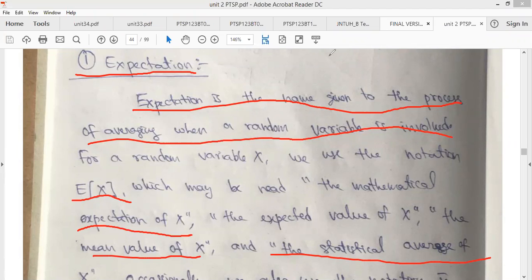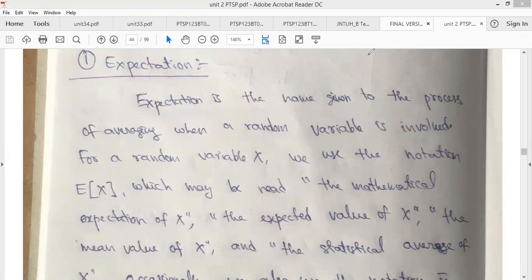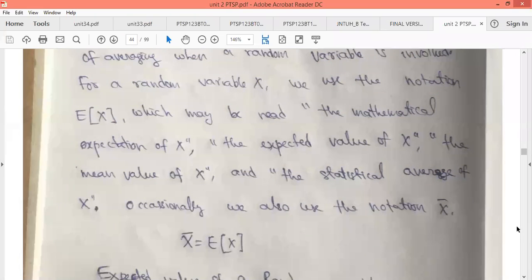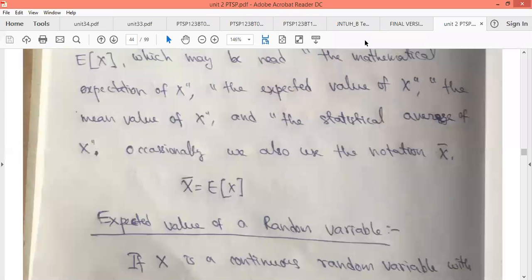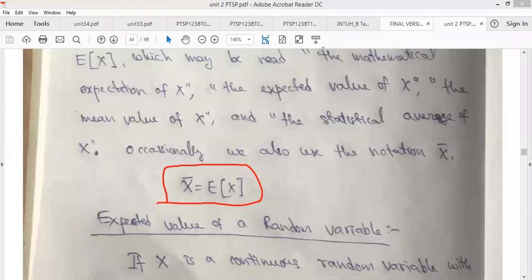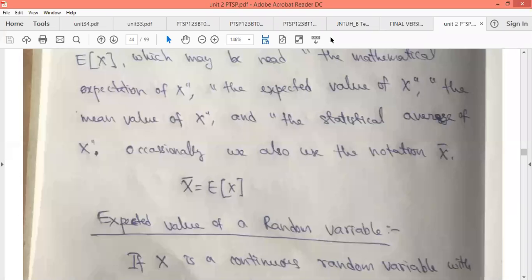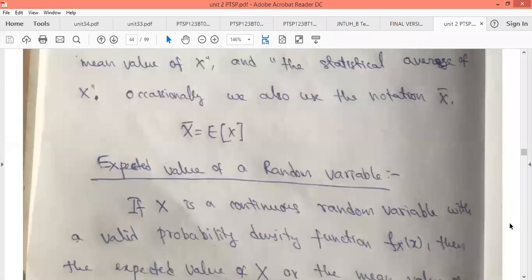So expectation is nothing but the mean or average or expected value of a random variable. How do we write it? We write it as x bar is equal to E of x. This is the notation we use to represent expectation. We will be discussing the expectation of a random variable, and we have discussed that there are two types of random variables.